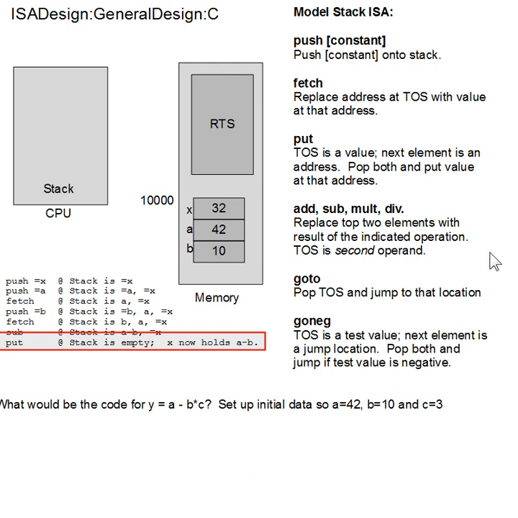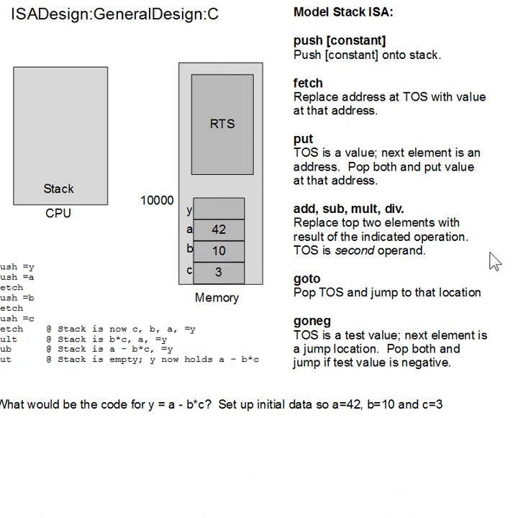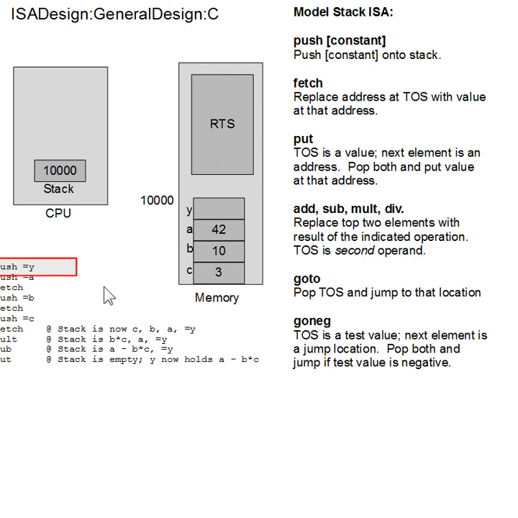So here at least is one possible answer, and there really aren't too many different choices, but let's follow this model answer. This code starts by setting up the ultimate target address of Y. Then it pushes the values of A and B and C in that order onto the stack by a sequence of push address and fetch pairs.